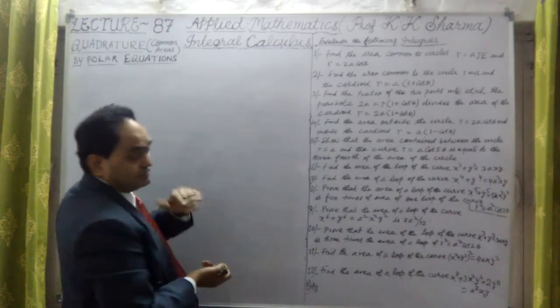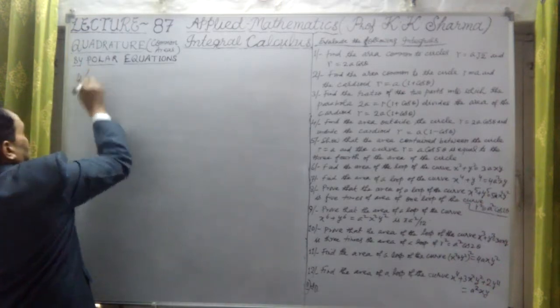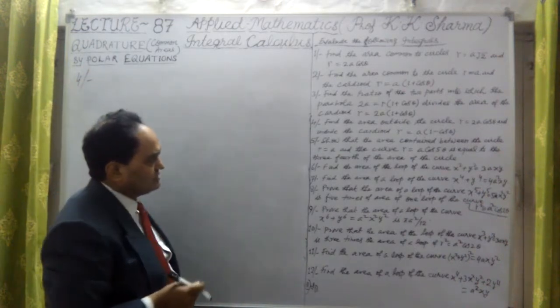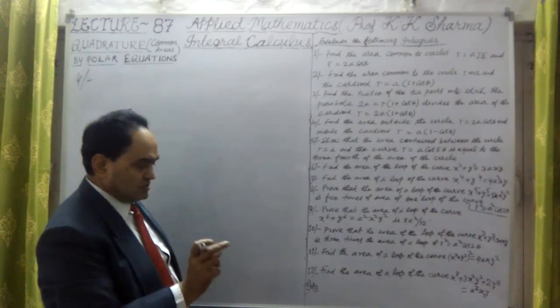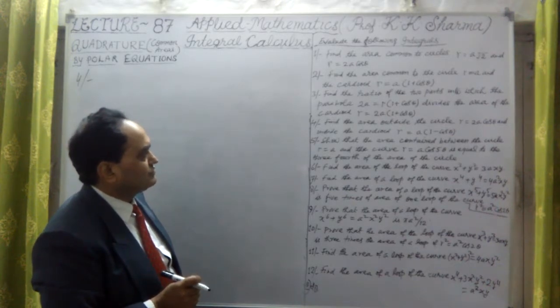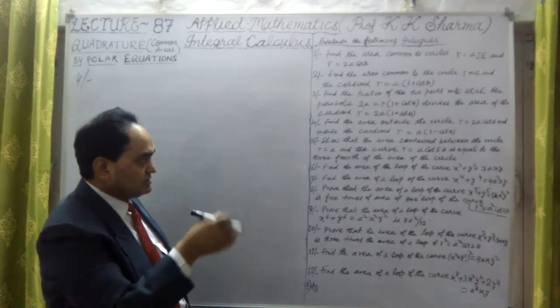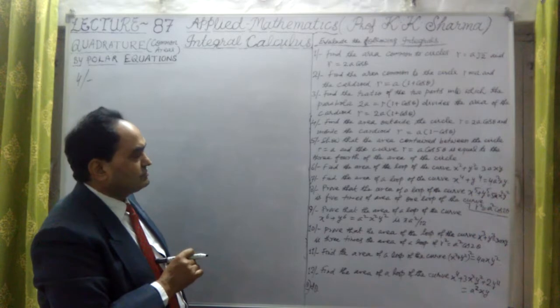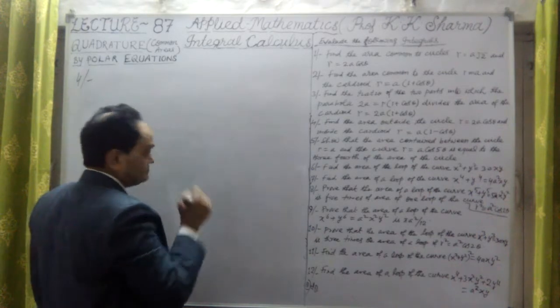So again, we have to find the intersecting point of these two. Question number 4: again, the common area inside the circle and outside the cardioid, that means common between them. r equal to, the fifth one. So find the area outside the circle and inside the cardioid. That is the point here. Okay, so let us talk about that.